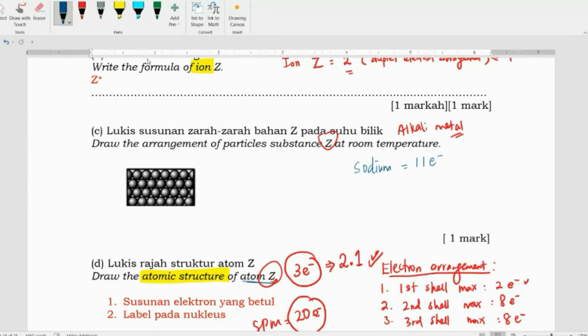So we follow these rules. First shell, you put in how many? 2 electrons. So shell 1, you put in 2, right? Okay, so 2, I put in the dot. Now after putting in 2, how many left?